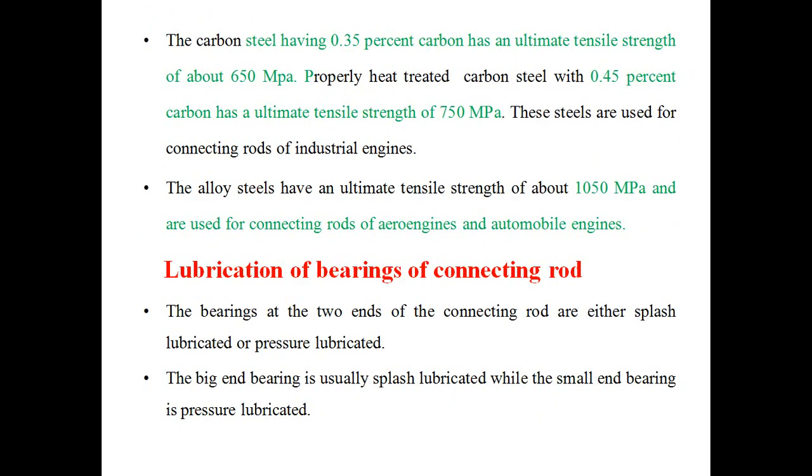The carbon steel having 0.35% carbon has ultimate tensile strength of about 650 megapascal, and for 0.45% carbon it has ultimate tensile strength of about 750 megapascal. These steels are normally used for commercial applications in the connecting rod or industrial applications. The alloy steel having ultimate tensile strength of about 1050 megapascal is used in the aerospace engine or automobile engine.